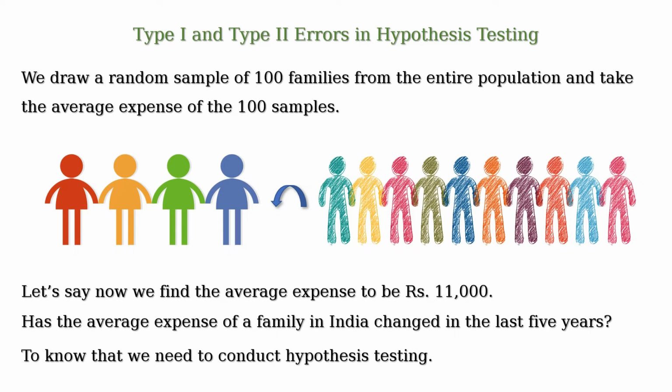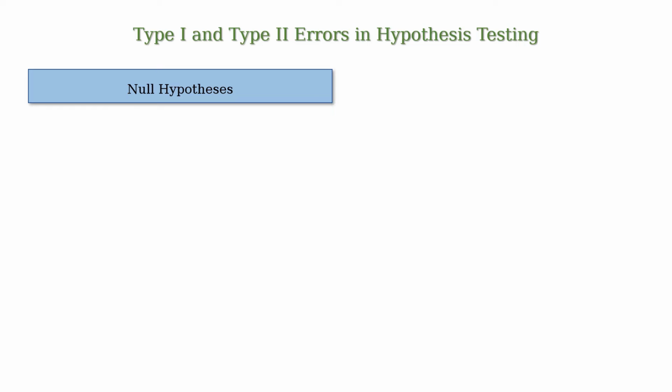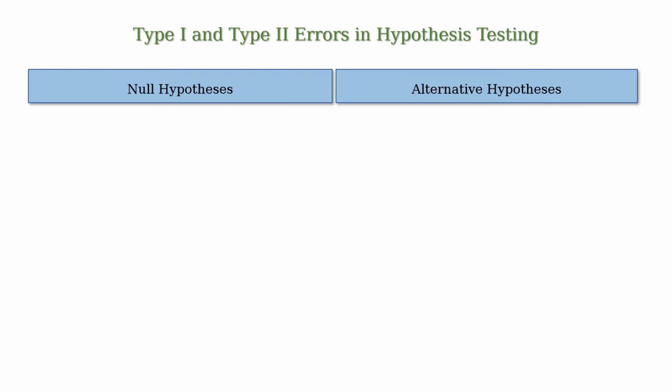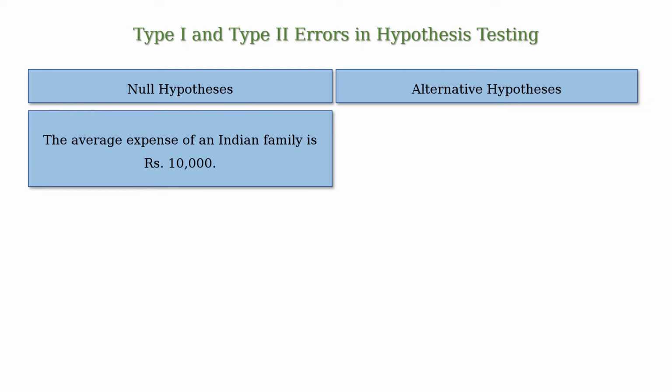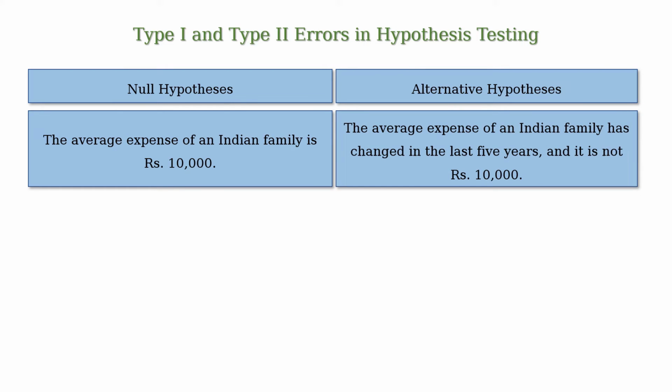To know that, we need to conduct hypothesis testing. We can state two hypotheses, one null hypothesis and one alternative hypothesis. In our case, the null hypothesis will be that the average expense of an Indian family is rupees 10,000 and the alternative hypothesis will be that the average expense of an Indian family has changed in the last 5 years and it is not rupees 10,000.